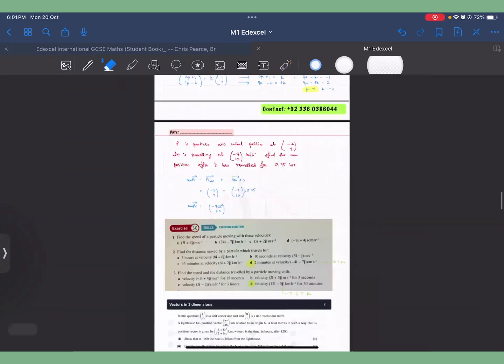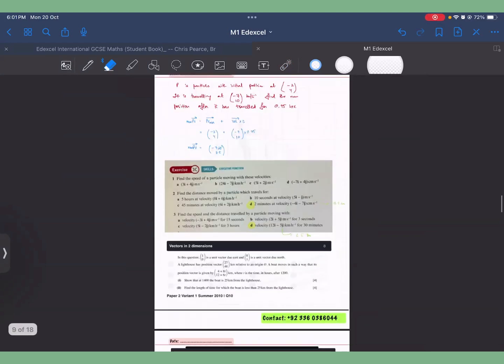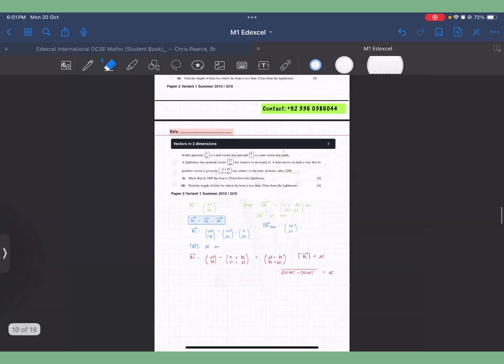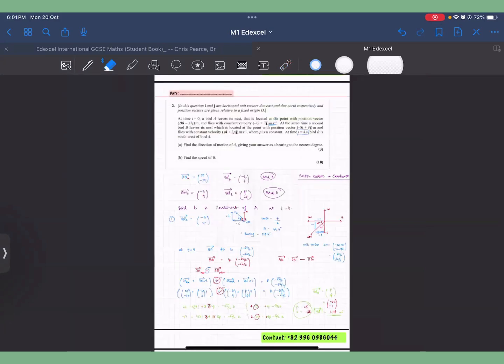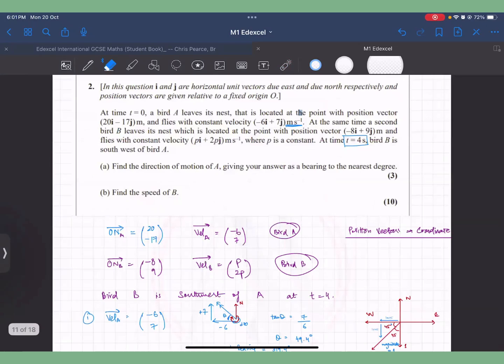I think the most difficult question we did in the first class of vectors. After that question, all of them are pretty much simple. Okay, look at this one. 10 marks.